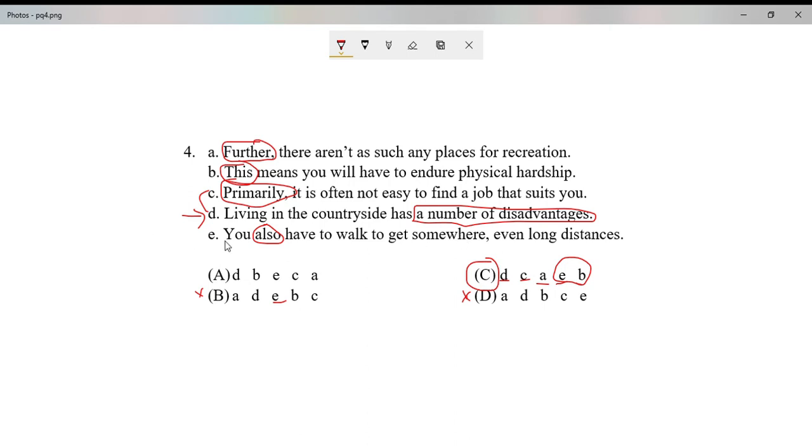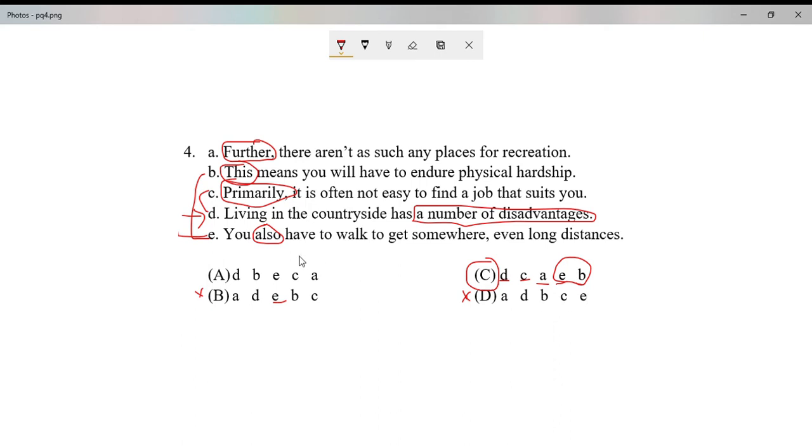What I mean by this, right, you also have to walk to get somewhere. Remember this referent, right? This means you have to endure physical hardship. Which of these, right, causes you to endure physical hardship? Over here, it says that walking long distances is what will cause you to endure physical hardships. So I would agree that B and E are linked.